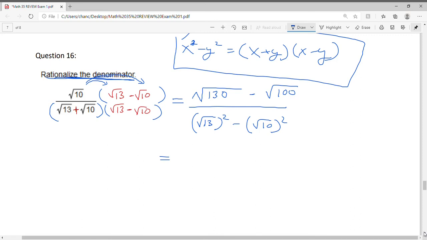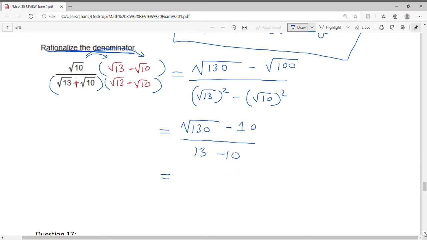The square root of 130, I can't seem to simplify that, so we'll copy it. The square root of 100 is 10, and the square root of 13 squared, that's 13. The square root of 10 squared is 10. So we'll just have to simplify the bottom now. And so the top is the square root of 130 minus 10 over 3. And this is our simplified expression. It is now rationalized.